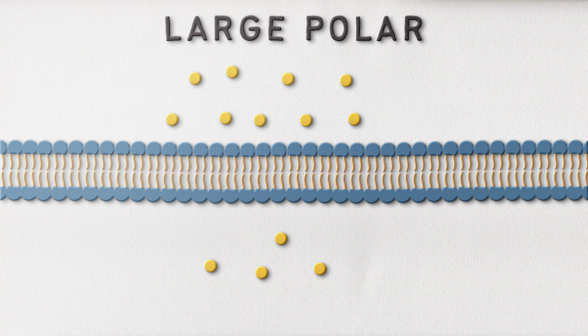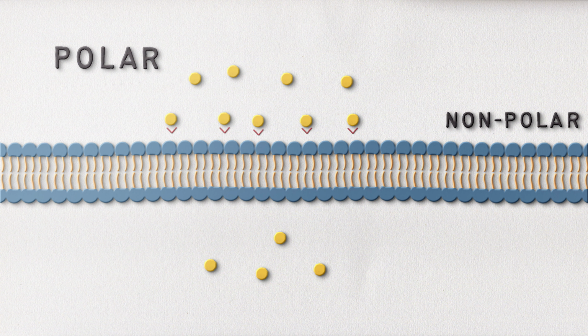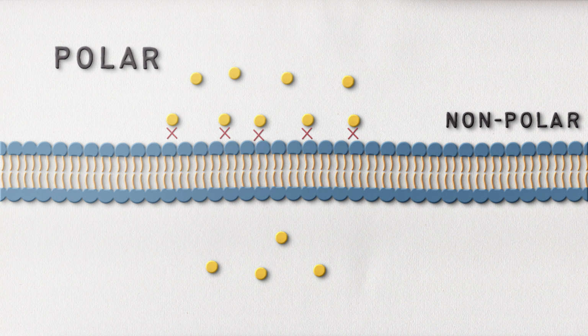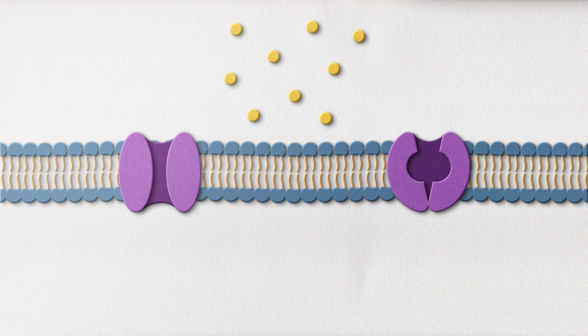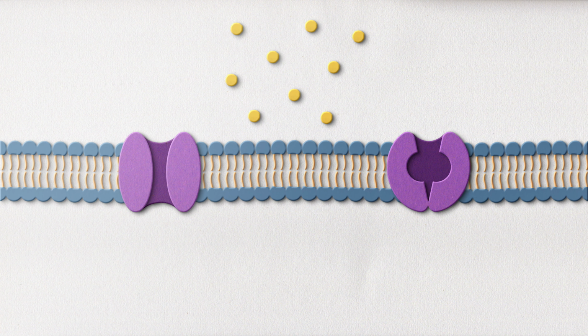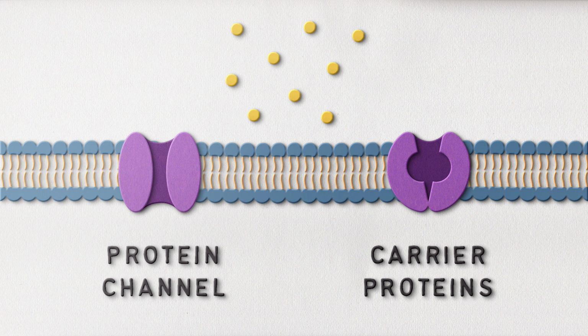Remember how we said that the cell membrane is non-polar? Polar does not mix with non-polar. They're quite opposite, in fact. So these molecules need a bit extra help. Molecules and ions get help during facilitated diffusion in one of two ways: protein channels or carrier proteins.